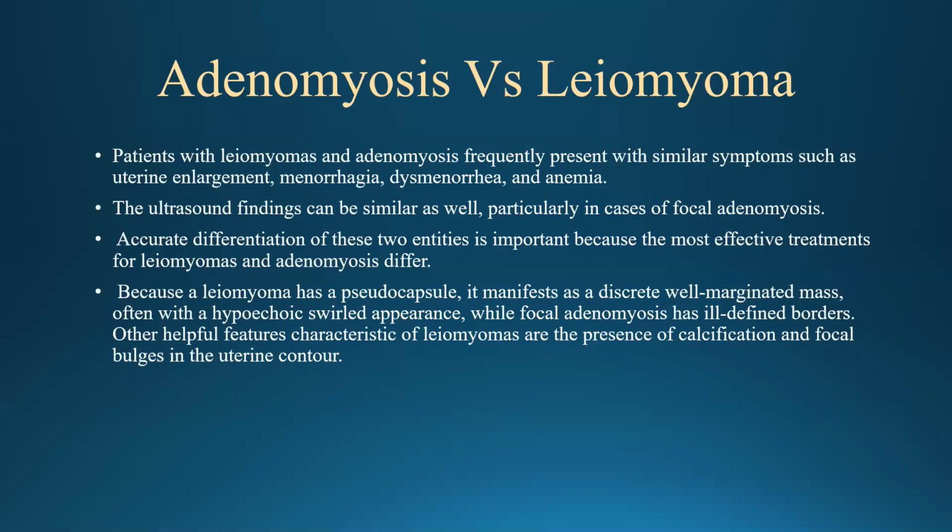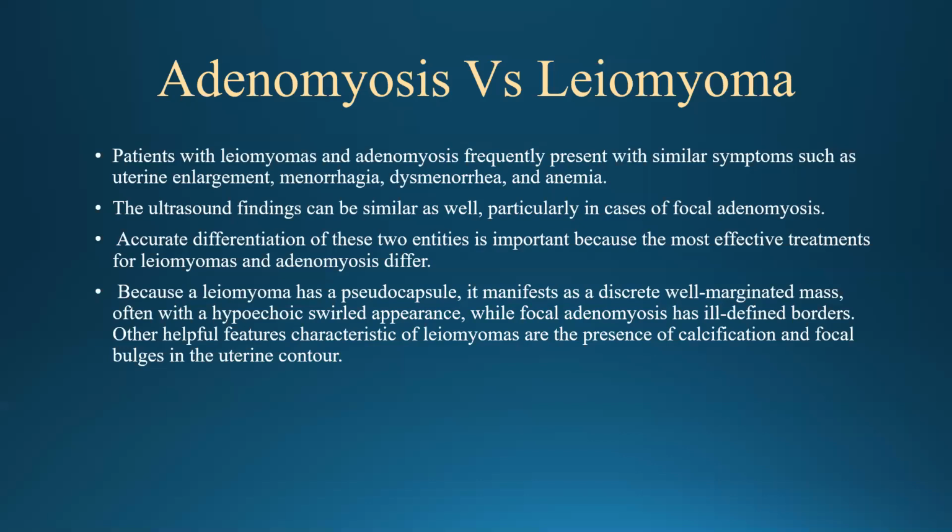So particularly in cases of focal adenomyosis, really, it needs an expert in ultrasound with a proper training, working for years in a very good tertiary center in order to differentiate between the focal adenomyosis and fibroid. Sometimes it's really challenging to differentiate. So the accurate differentiation between the two entities is important because the most effective treatments for the leiomyoma and the adenomyosis will differ. As I just mentioned before, we could treat fibroids differently. Sometimes we could use medical management, we do only myomectomy, we don't do hysterectomy. So the diagnosis is important because the management is different.